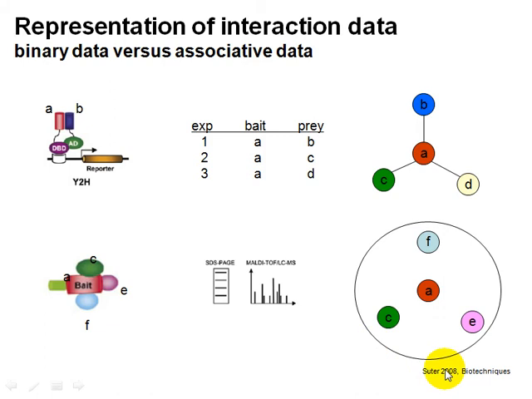The readout from this kind of experiment is what I call associative. The binary interactions between any given pair within this output are unknown. We can't say anything about whether or not F and A directly interact, only that all four of these proteins are somehow associated. There has to be at least 4 binary interactions here, but we don't know what they are.